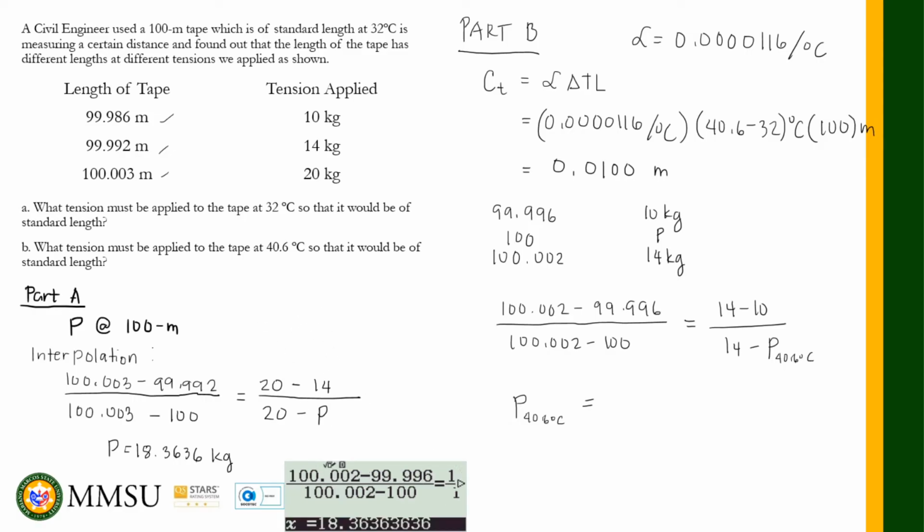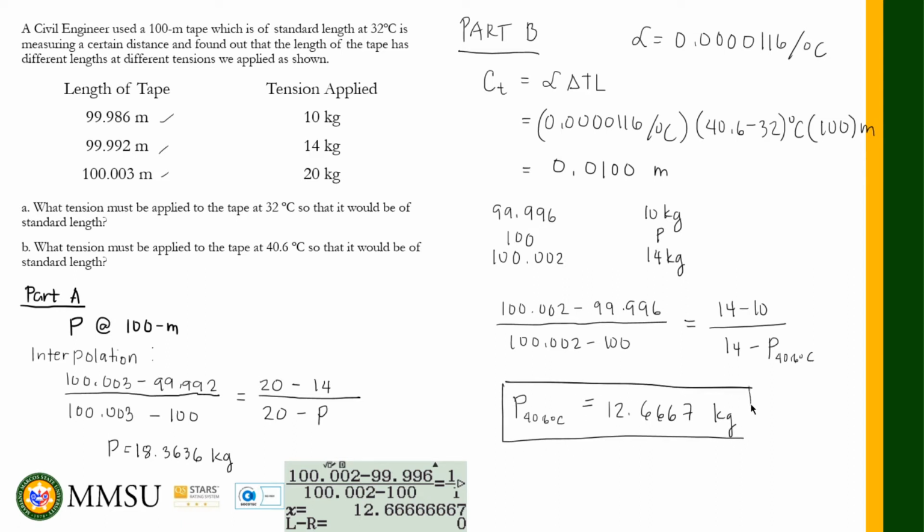Okay, so we have 12.6667. Okay, 12.6667 kilogram. So yan na yung sagot natin. Ito yung kailangan na pull, ano, when the temperature is 40.6 degree Celsius. Okay, we will try to solve some more problems.